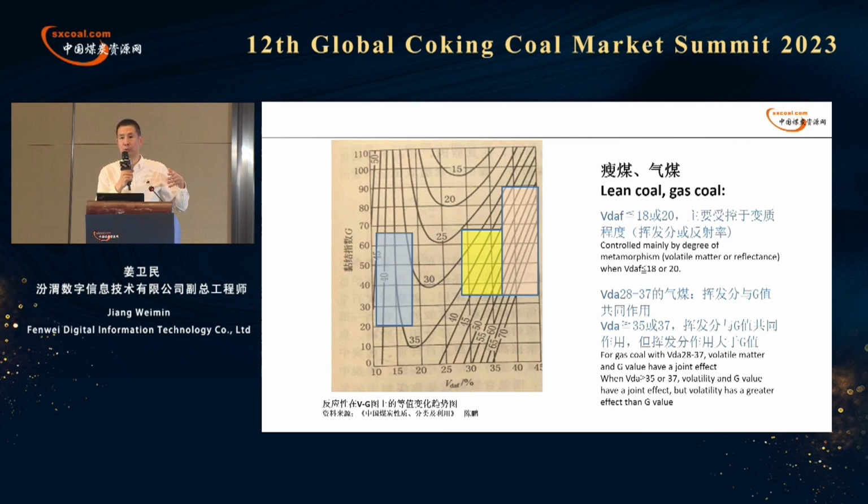So as you can see that the volatile matter or reflectance is more important in this regard, and this VDAF is less than 18 to 20, as I mentioned, and is controlled mainly by degree of metamorphism.